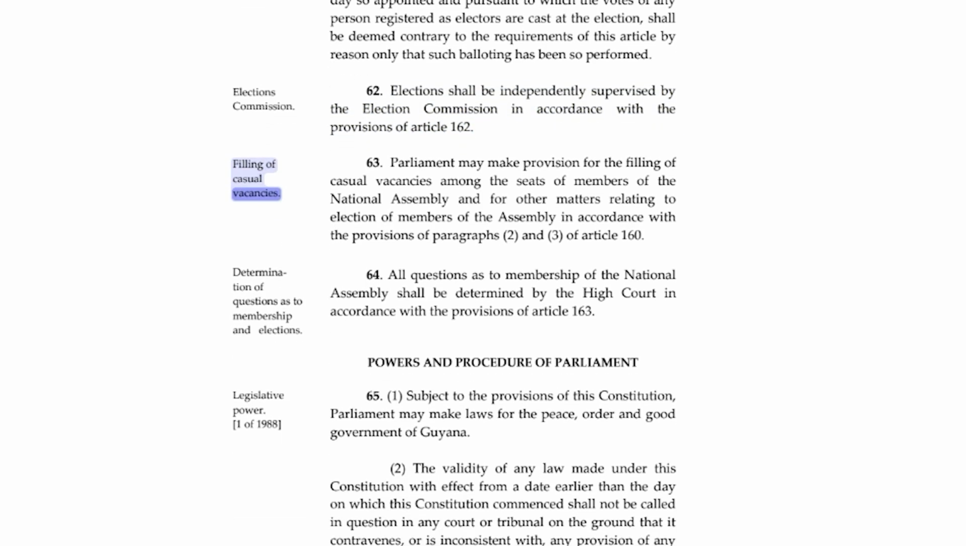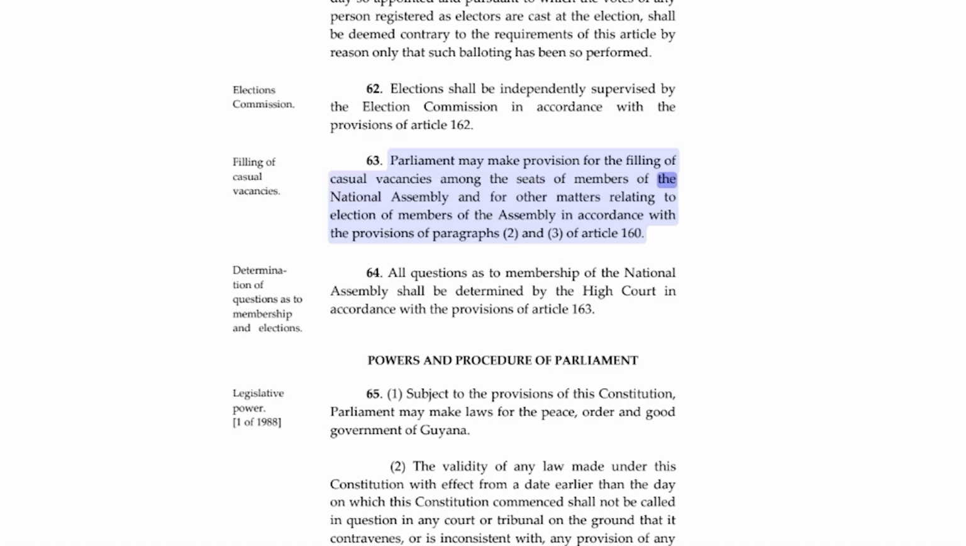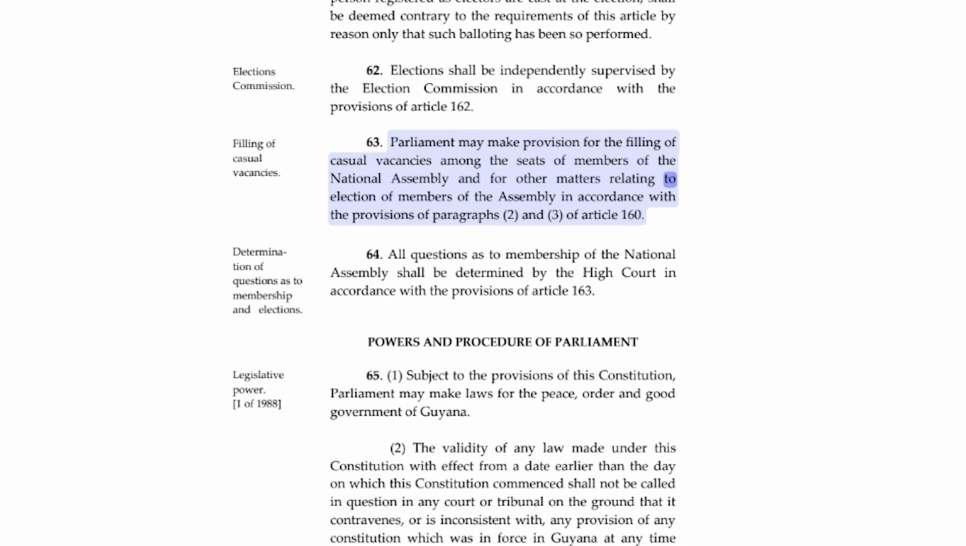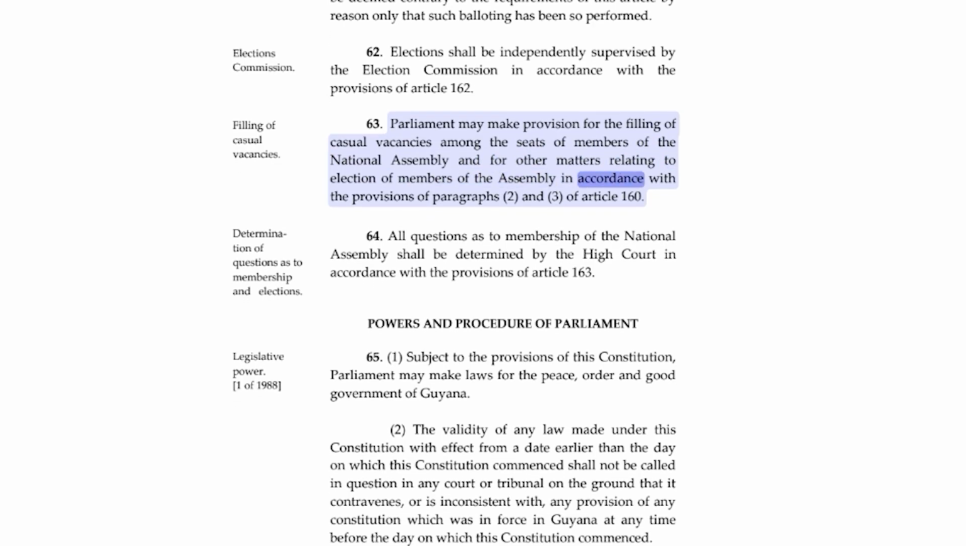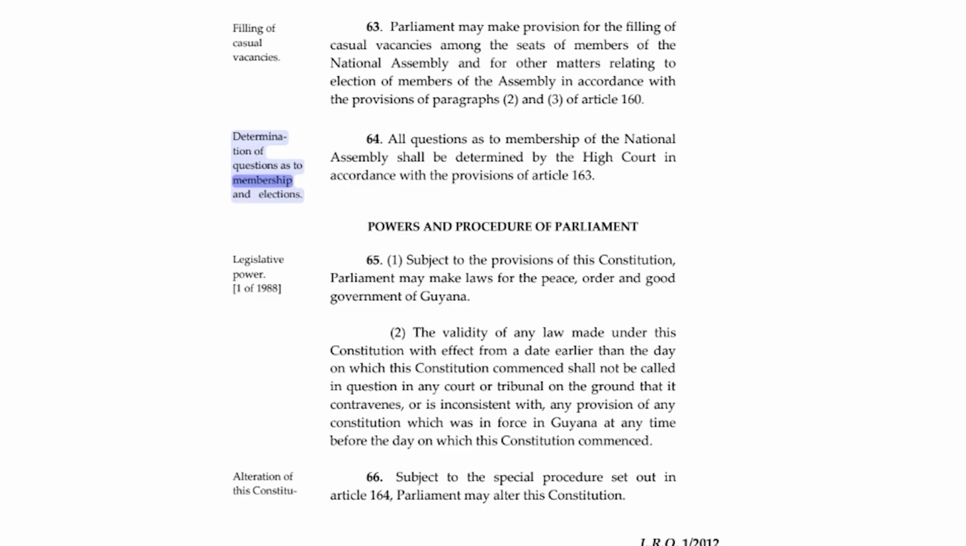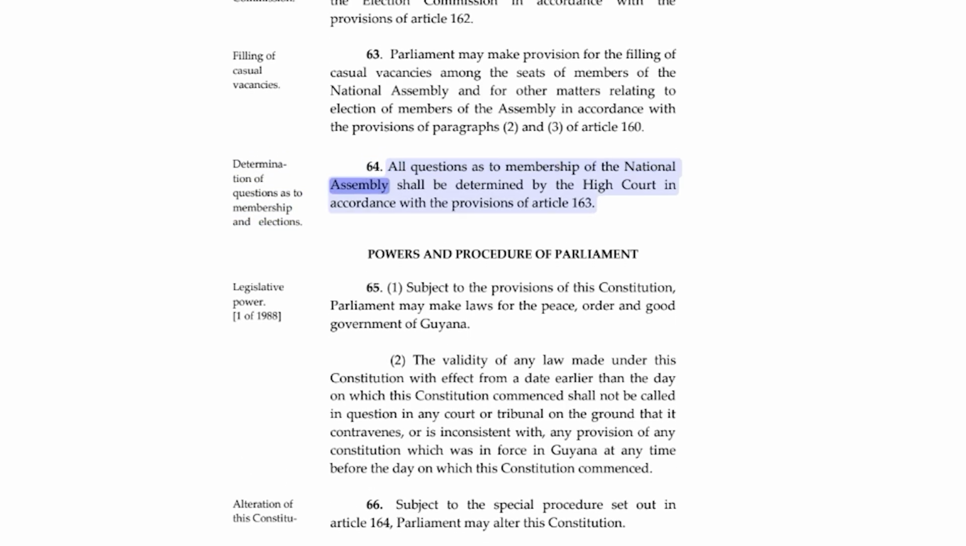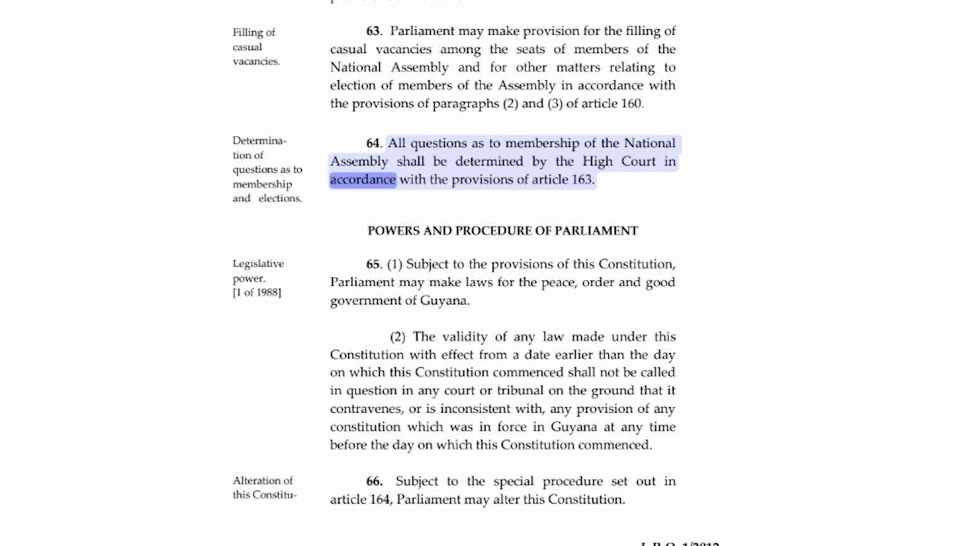Filling of casual vacancies. 63. Parliament may make provision for the filling of casual vacancies among the seats of members of the National Assembly, and for other matters relating to election of members of the Assembly, in accordance with the provisions of paragraphs 2 and 3 of Article 160. Determination of questions as to membership and elections. 64. All questions as to membership of the National Assembly shall be determined by the High Court in accordance with the provisions of Article 163.